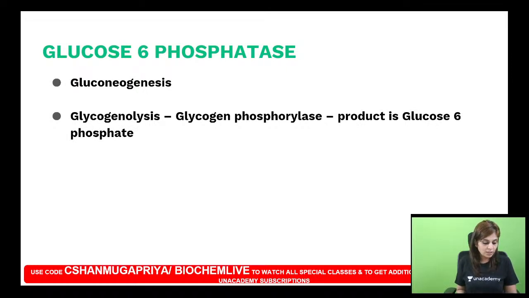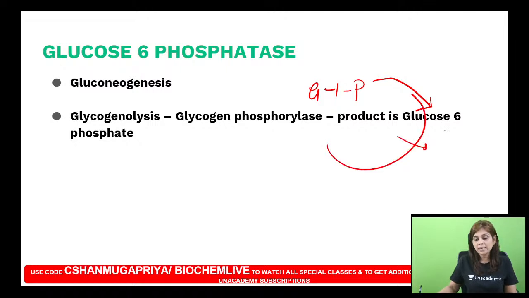So tell me, what is the product of glycogenolysis? Whenever you perform glycogenolysis, either in liver or in muscle, the product is not free glucose. You don't get glucose directly. First it is glucose 1-phosphate that gets converted to glucose 6-phosphate. Now, can this glucose 6-phosphate cross the cell membrane and reach the circulation? It cannot. Only when there is glucose 6-phosphatase, it can be converted to free glucose. Only that can reach the circulation.